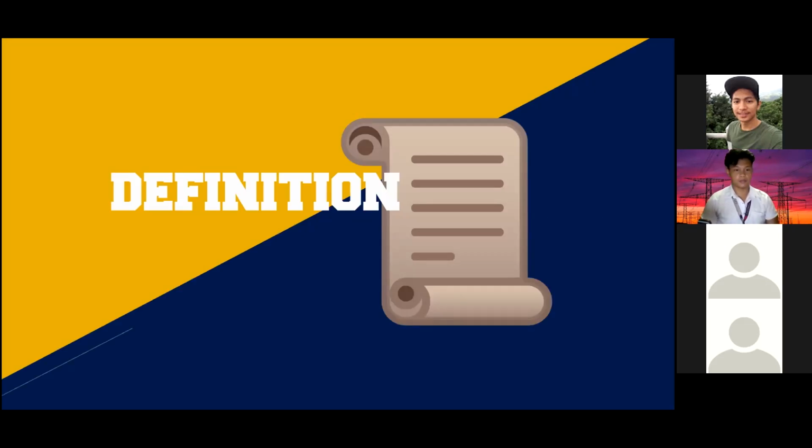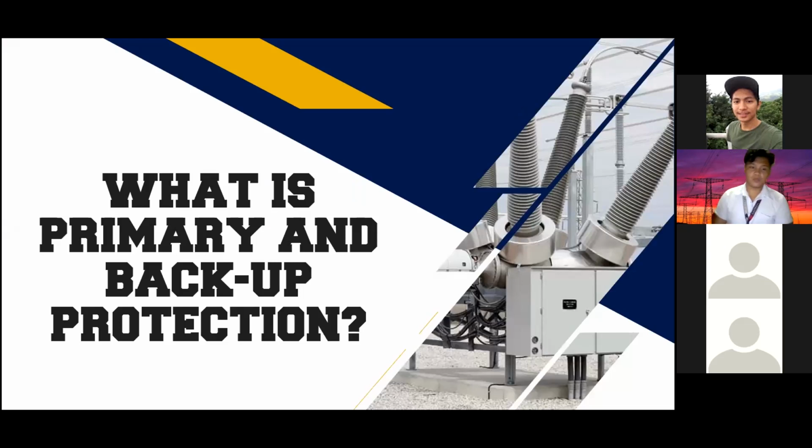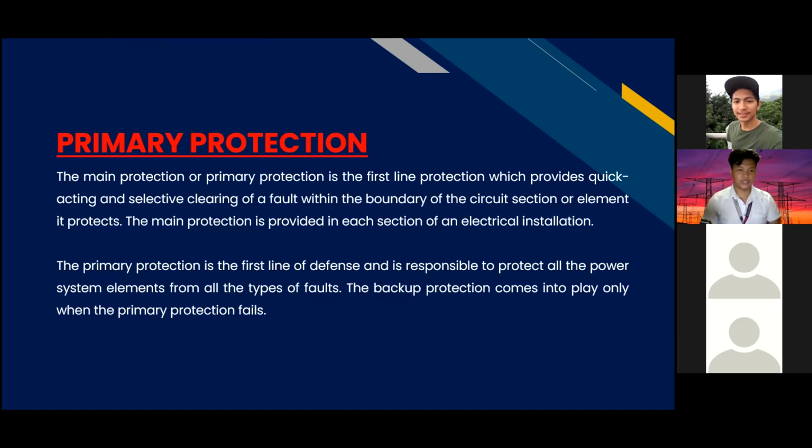Definition. Next. What is primary and backup protection? Primary protection. The main protection or primary protection is the first line of defense and is responsible to protect all the power system elements from all the types of faults. The backup protection comes into play only when the primary protection fails. The main protection or primary protection provides quick acting and selective clearing of a fault within the boundary of the circuit section or element it protects.